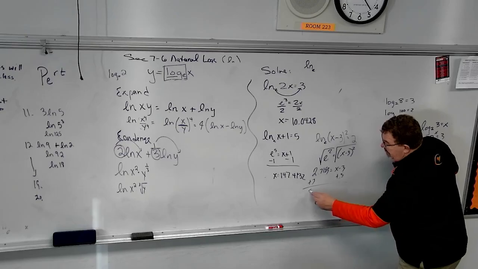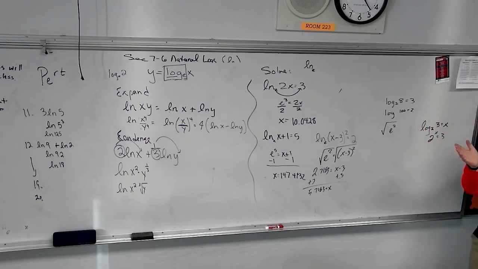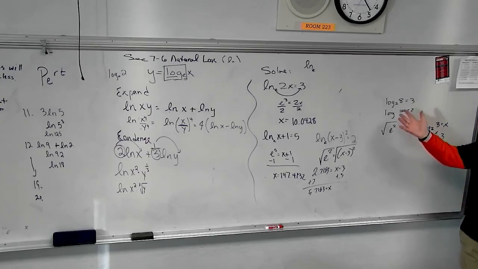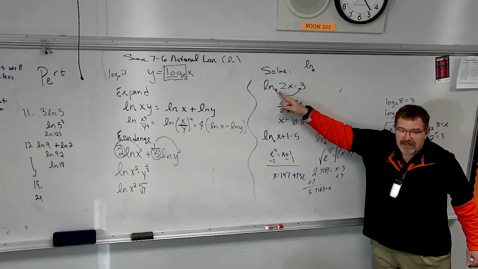Okay? 5.7183. So have you noticed that every answer we get is decimals? Everything's a decimal because e is 2.7183. It's always a decimal, so it makes sense. All right, we good? So anytime you see a natural logarithm, just add e physically on your own.